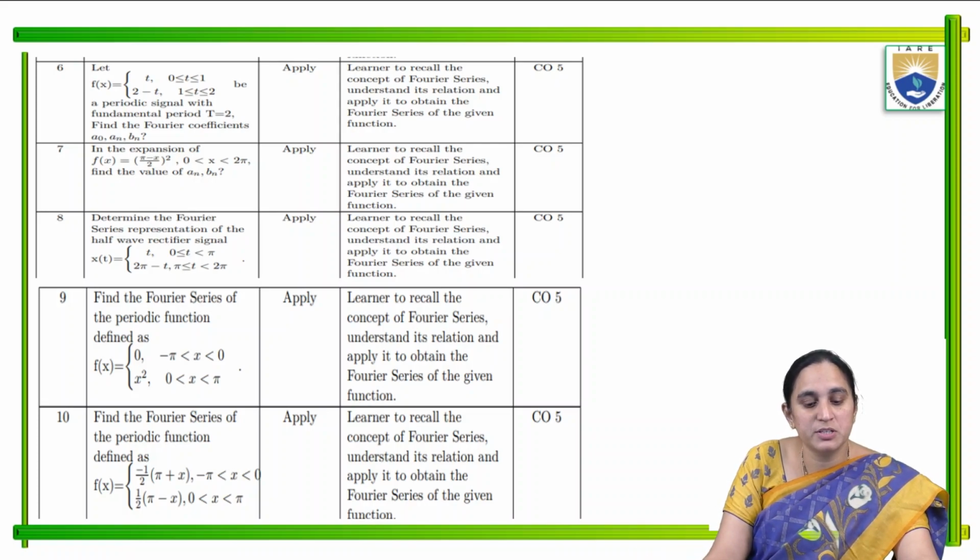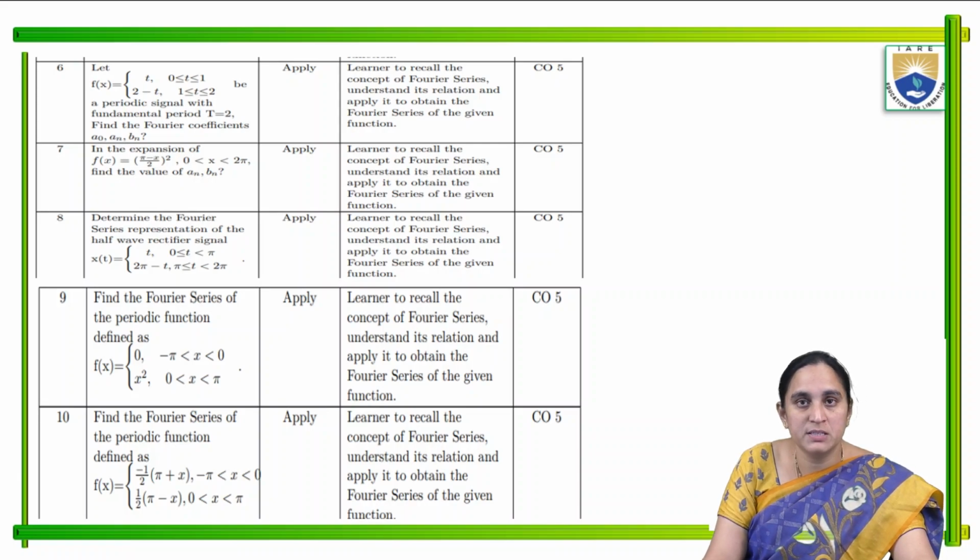Here, periodic function means what? Here they have directly given the period T is equal to 2. According to that we have to write the formula, and after that, in place of T we have to substitute 2. Okay, next one, seventh question.